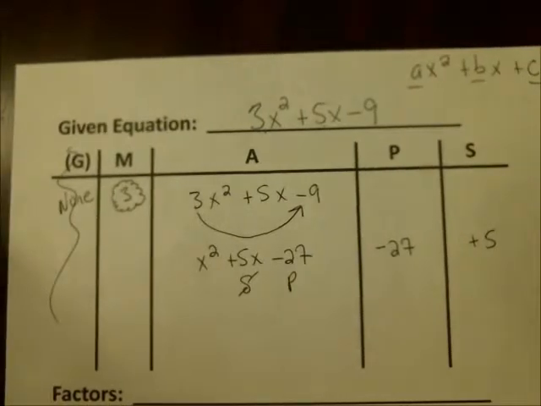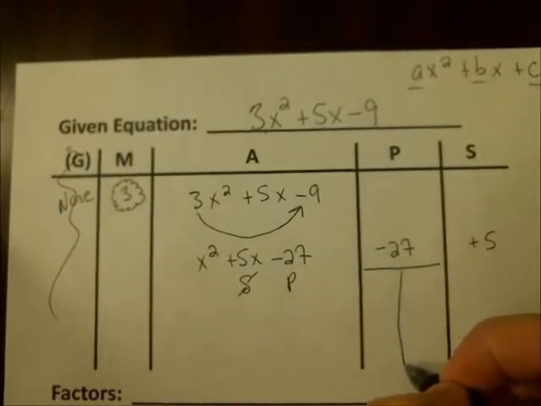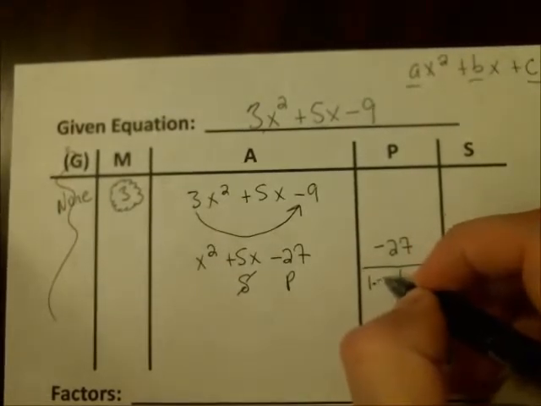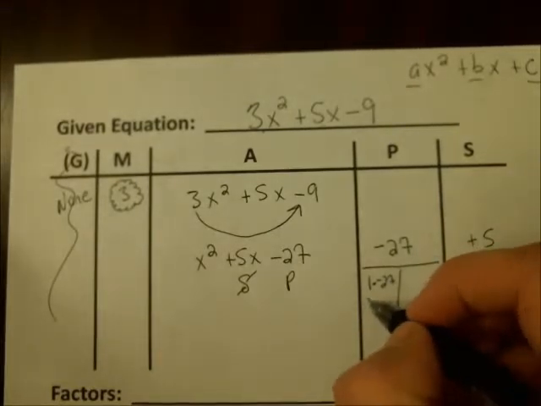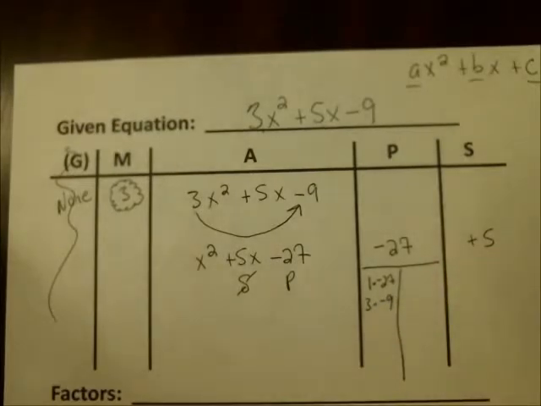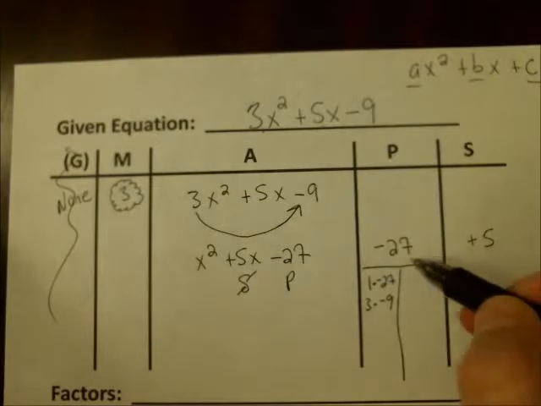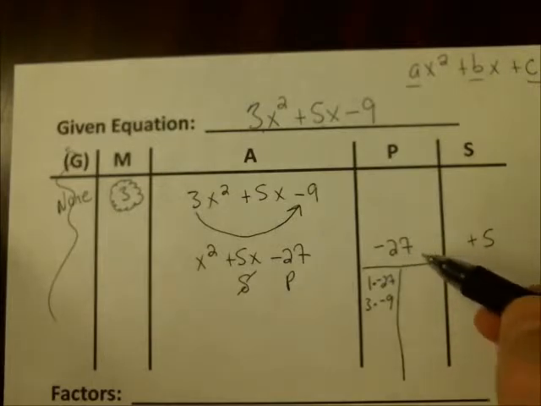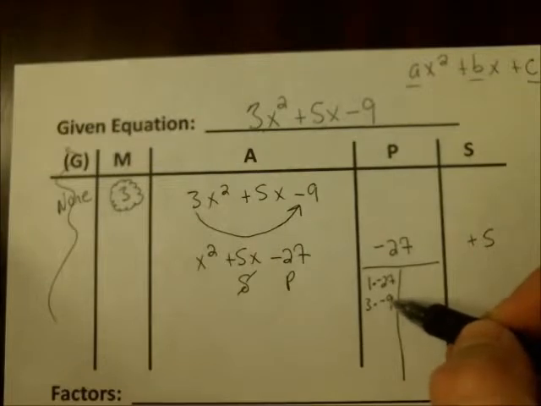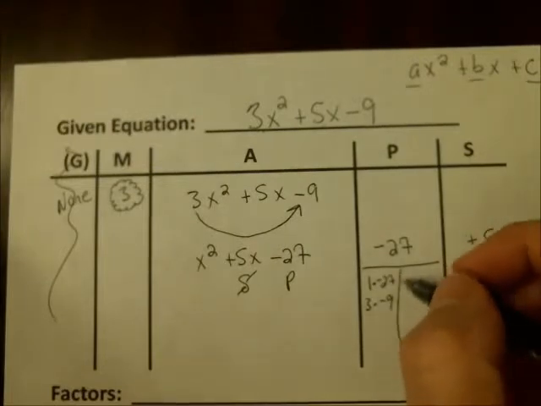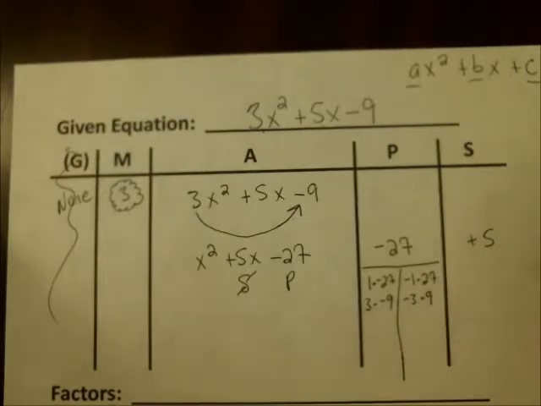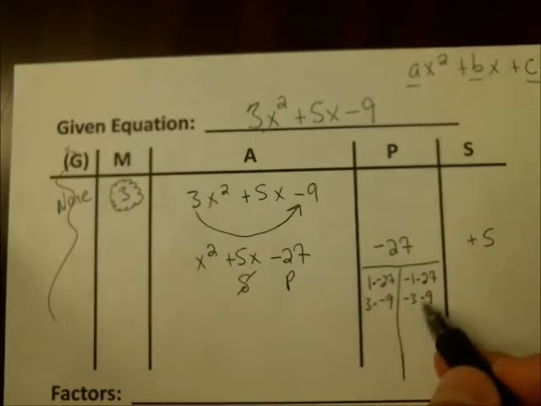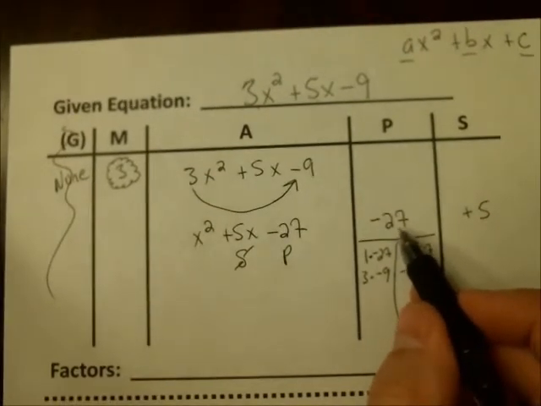Here we go. Okay, so now I need to work out the product. So I got 1 times -27. 2 does not go into it evenly. 3 does. 3 times -9. 4 doesn't. 5 doesn't. 6 doesn't. 7 doesn't. 8 doesn't. 9 does, but I already got a 9. Okay. We can also go in reverse: -1 times 27 and -3 times 9. There are only 4 possibilities that multiply to a -27.